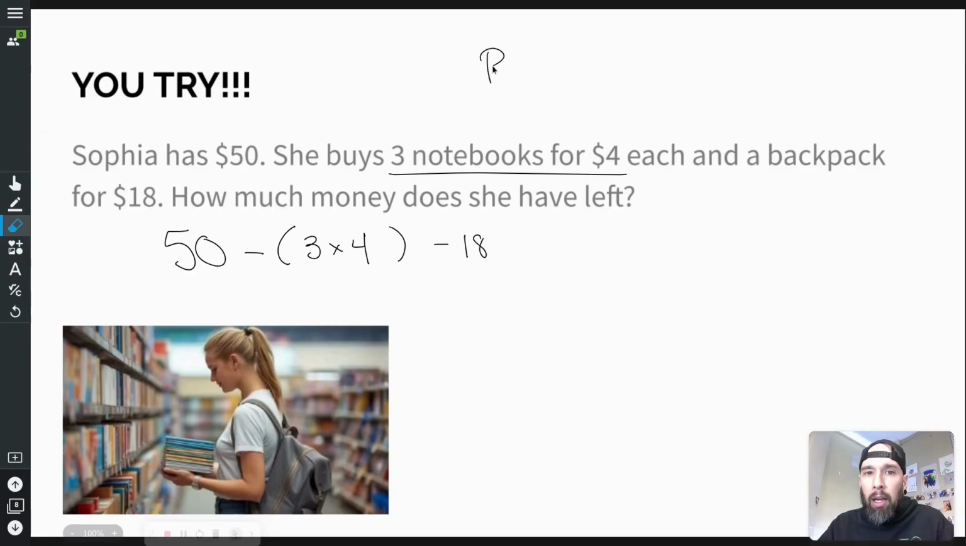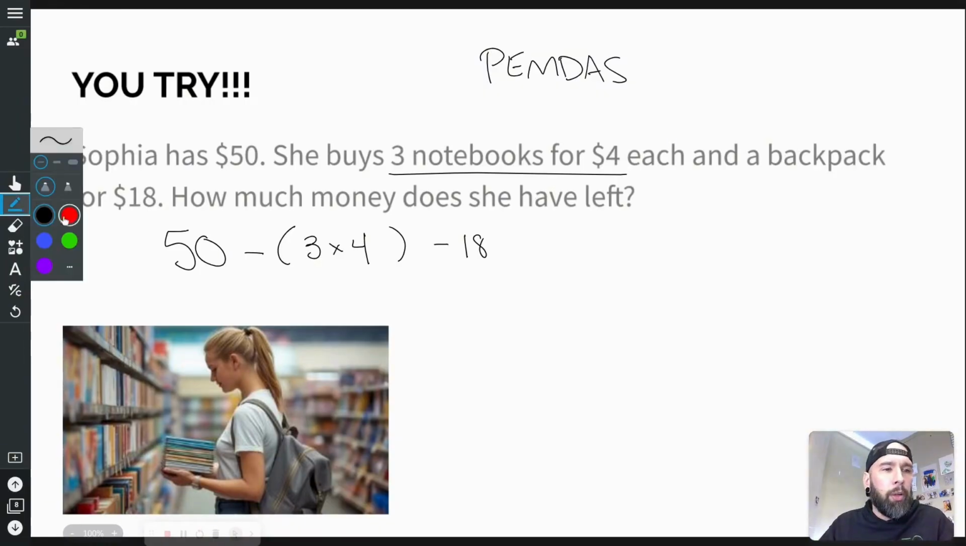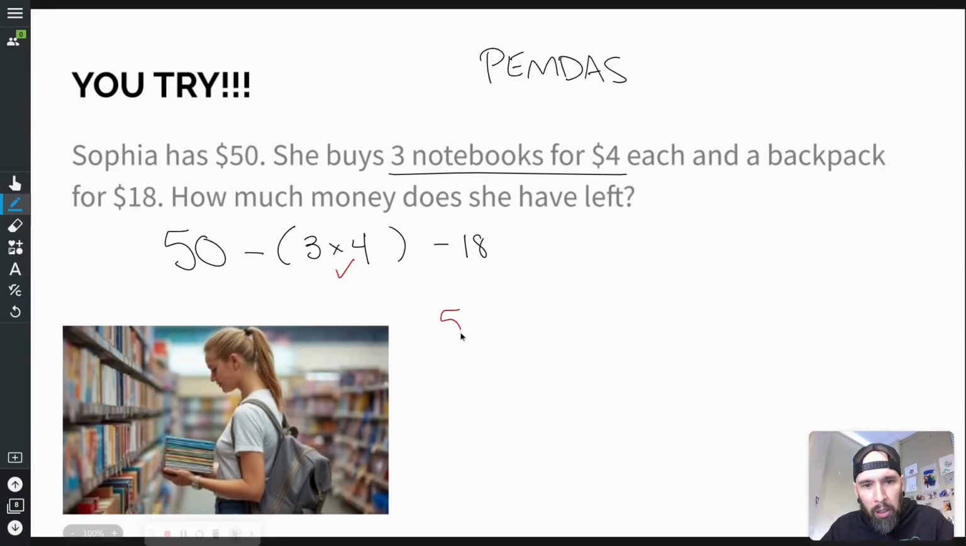So if I'm thinking PEMDAS, and maybe you didn't do it this way, but this is the way that I feel like doing it today, or if you did it like, look, I just got 12 and I just got 18 and I did 50 minus 12 and then minus 18, good on you. This is the way that I want to do it, and it's my video. So anything inside the parentheses first, that's going to be you. So let me move this over here. 50 minus 3 times 4 is 12, and then minus 18.